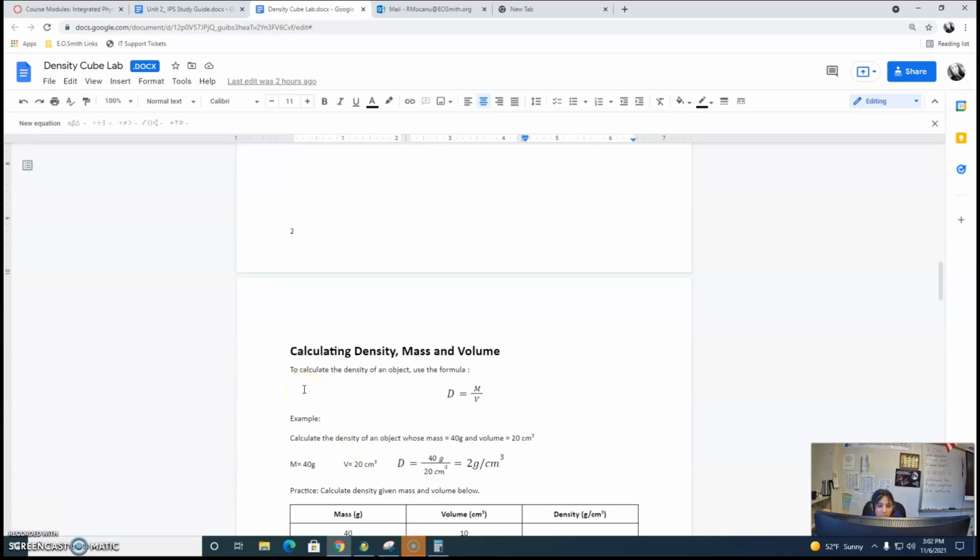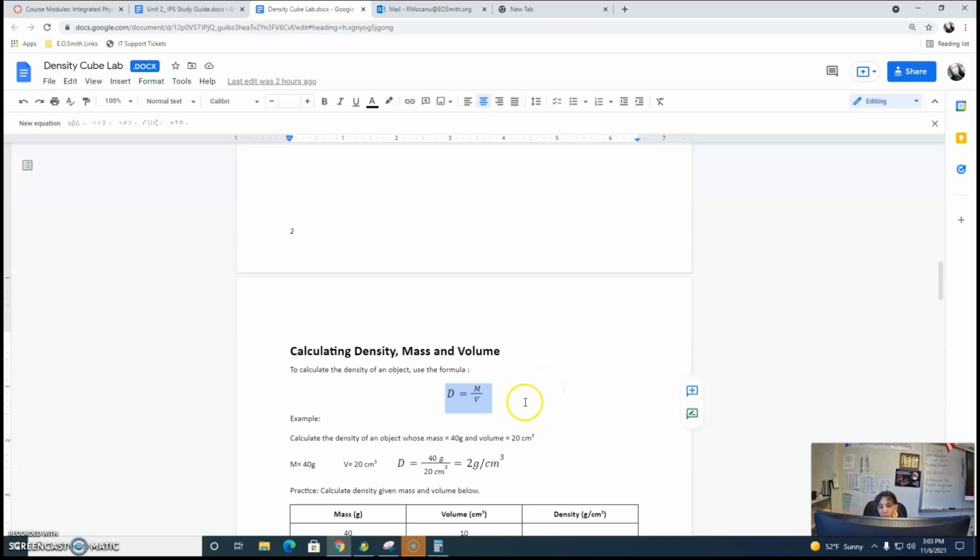All right, moving on to the next skill that I need you guys to be able to master for the test and for moving forward in science. We need to know how to calculate density, mass, and volume using this formula.